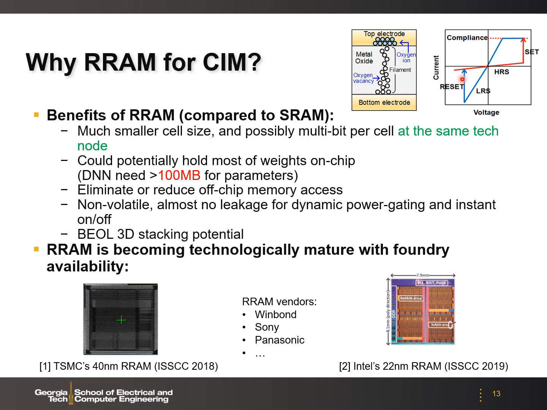The benefits of RRAM compared to the SRAM include the following. First, much smaller cell size and possibly multi-bit per cell at the same technology node. That means we can potentially hold most of the weights on chip if we use compact RRAM cells. As a reference, deep neural network models today typically need more than 100 megabytes for storing the parameters. So if we can hold all the weights on chip, we can eliminate or reduce off-chip DRAM access.